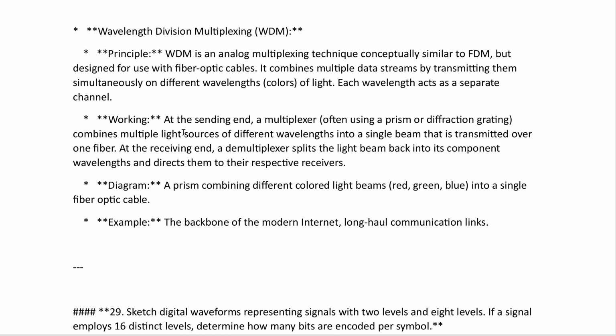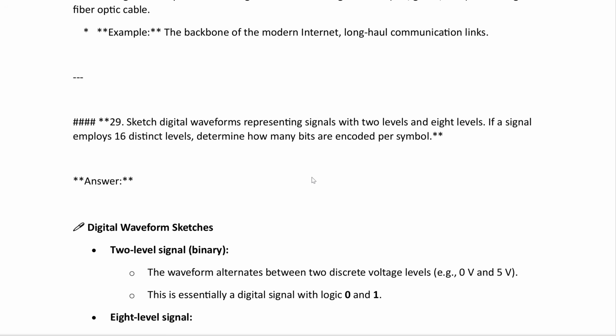Working of WDM, that is working of wavelength division multiplexing. At the sending end, a multiplexer, often using a prism or diffraction grating, combines multiple light sources of different wavelengths into a single beam that is transmitted over one fiber. At the receiving end, a demultiplexer splits the light beam back into its component wavelengths and directs them to their respective receivers. An example of WDM is the backbone of the modern internet. Long haul communication links are also an example of WDM.